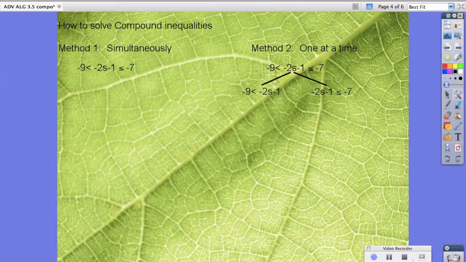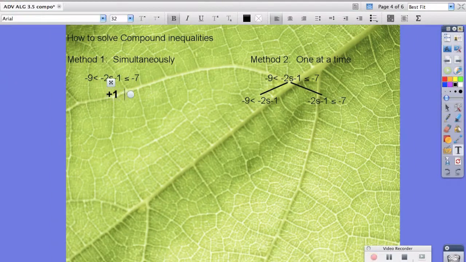We're always going to try to isolate the variable, in this case it's the s. We're going to start in the middle and figure out how to get it by itself. I want the s by itself, so we're going to get rid of the -1. The way we do that is by adding 1 to both sides, usually it's both sides, but in this case there are three sides, so it's to all sides. So we're going to add 1 to all sides. -9 plus 1 is -8, which is less than -2s, which is less than or equal to -7 plus 1, which is -6.